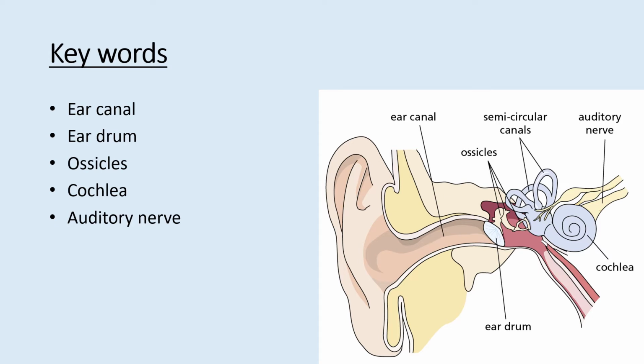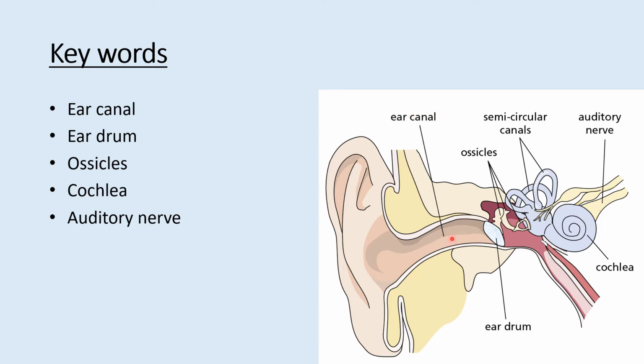Okay, so these are our keywords. So we have a diagram here. Pay attention to this because we're going to label a diagram in a moment. So we've got the ear canal, eardrum, we've only got one eardrum per ear, ossicles, cochlear, and auditory nerve.